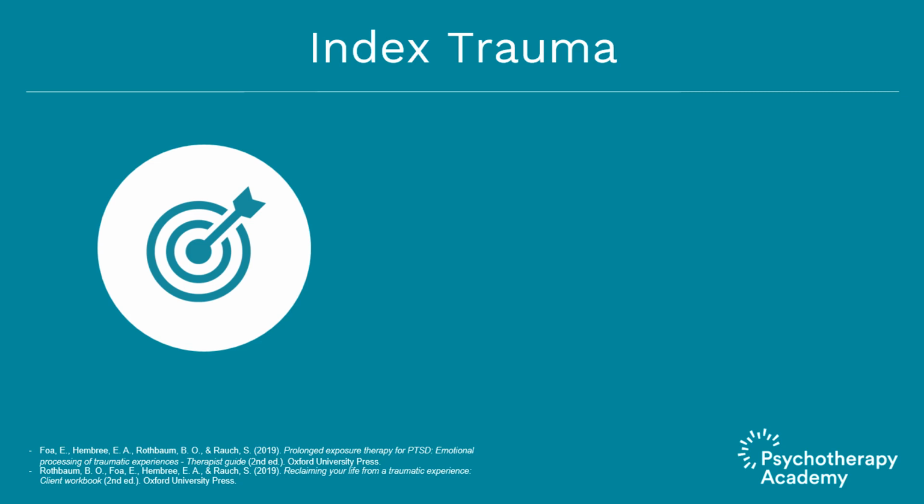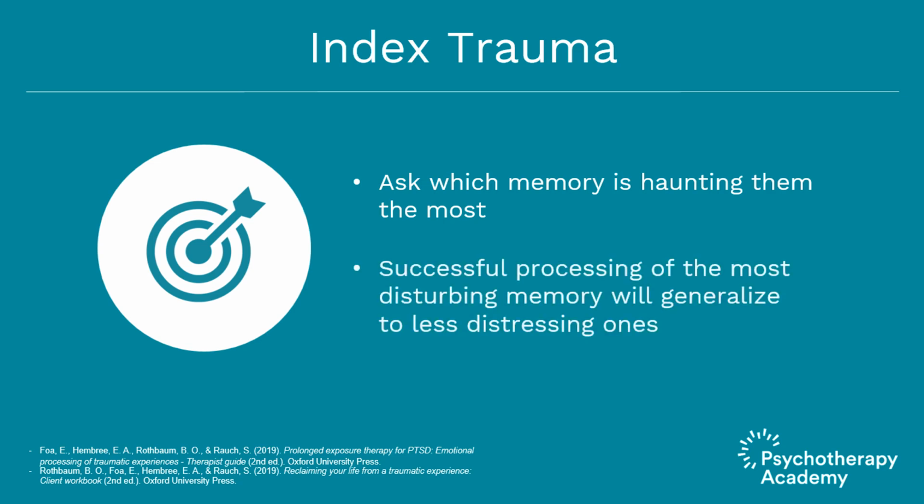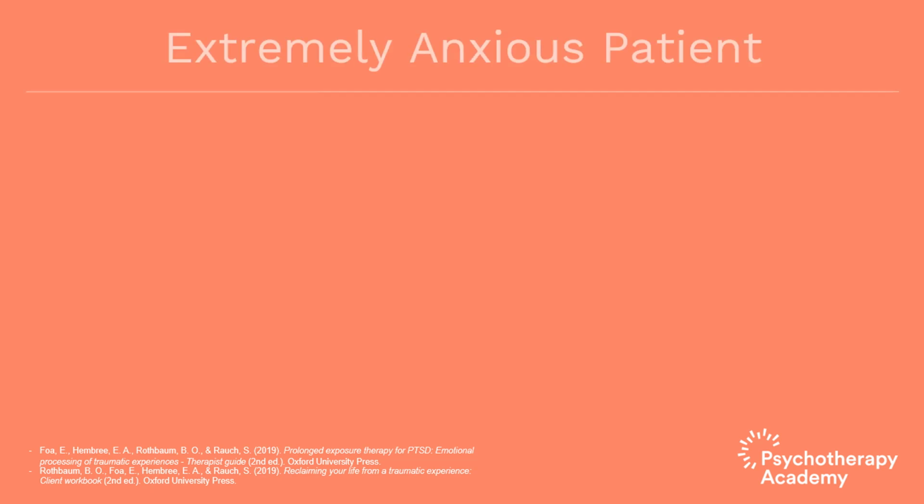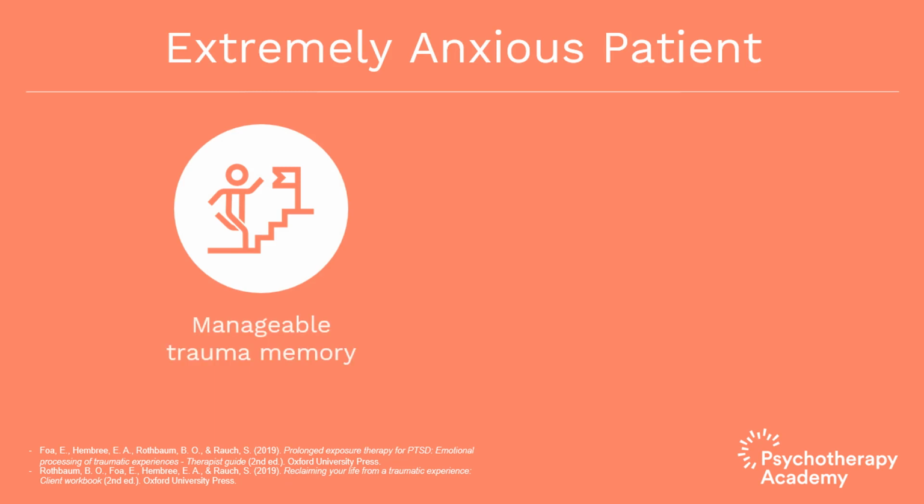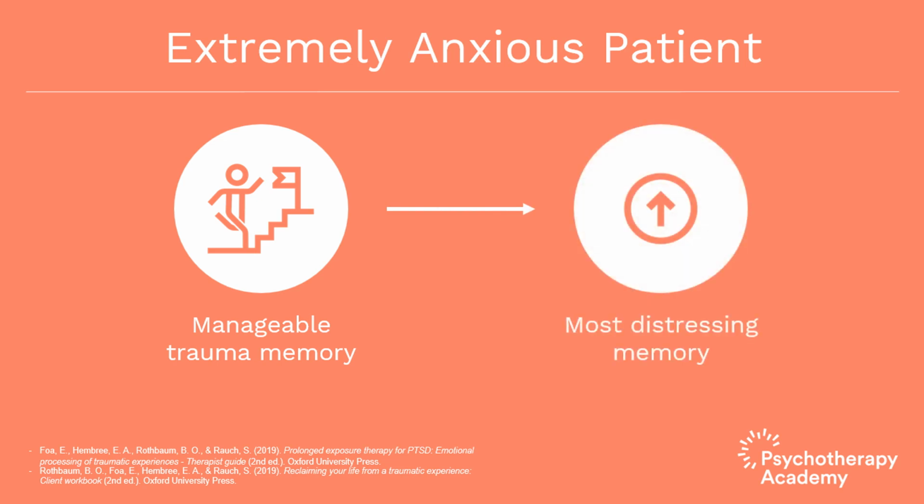To ensure that the memory chosen is the one that's most upsetting for the patient, ask her which memory is haunting her the most through intrusive, distressing thoughts, flashbacks, or nightmares. In most cases, successful processing of the most disturbing memory will generalize to less distressing memories so that they too will become less distressing. If the patient is extremely anxious and uncertain about whether she can manage the worst memory, you can have her first choose a trauma memory that she feels she can manage and then move up to the most distressing memory after the first memory ceases to elicit high distress.